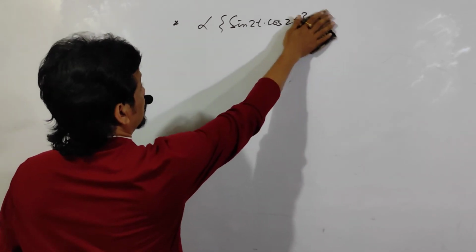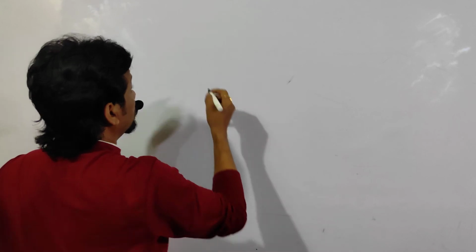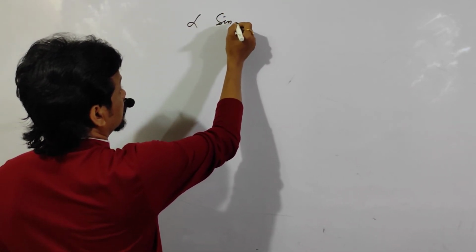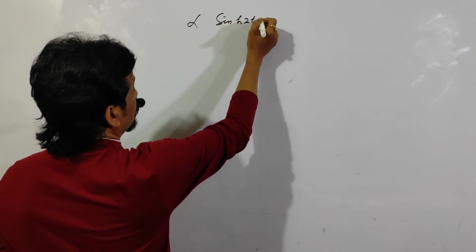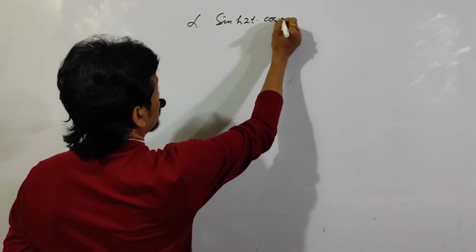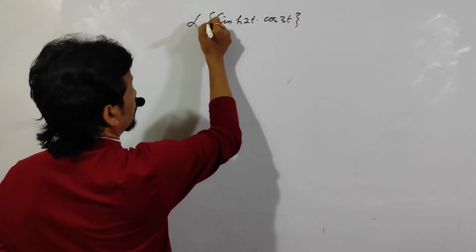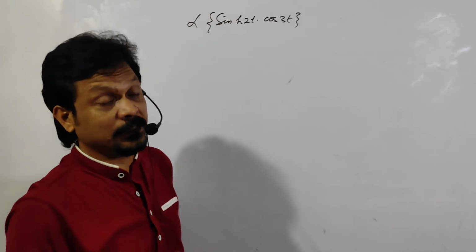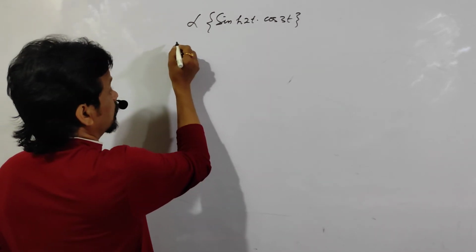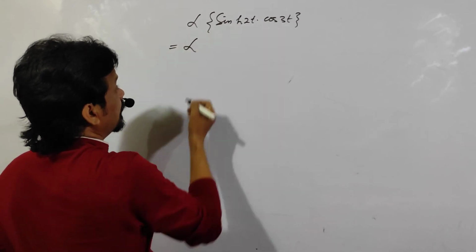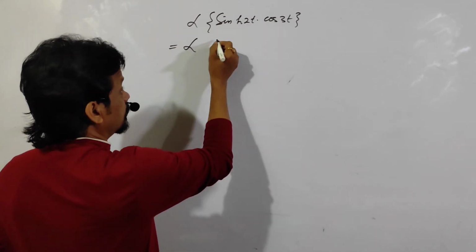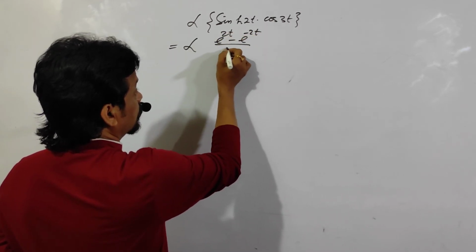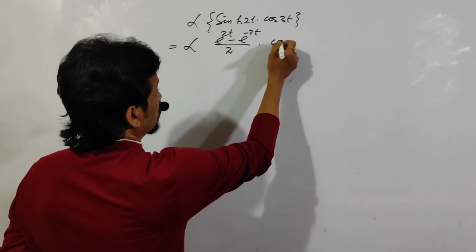Now, some different types of question I am going to solve. Laplace of sine hyperbolic 2t into cos 3t. If the question is like this, one function is hyperbolic and another function is trigonometric. So Laplace of sine hyperbolic converted to exponential form: e to the power 2t minus e to the minus 2t divided by 2, into cos 3t.